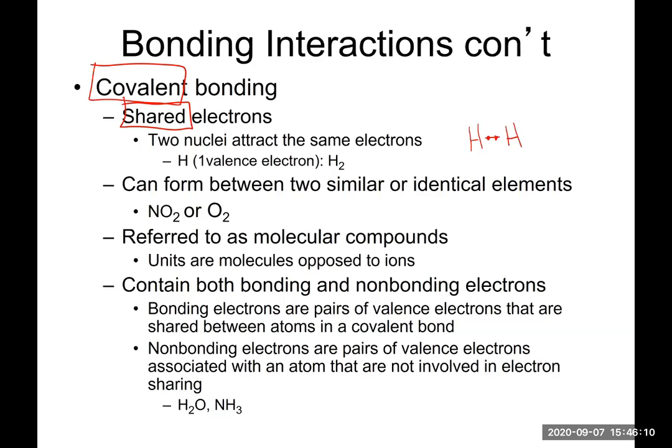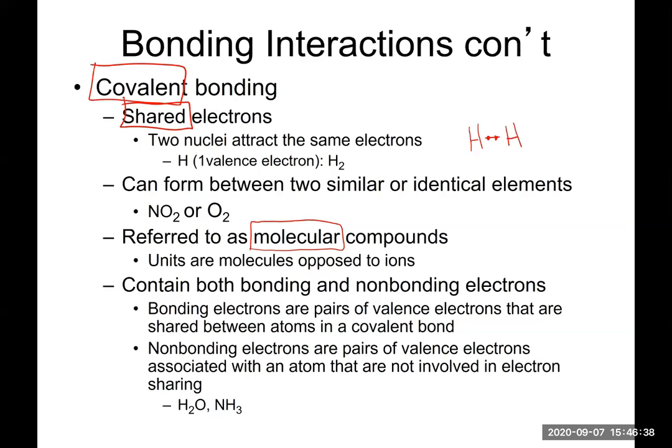Remember, with ionic bonding, we need a metal and a non-metal. Because we need a metal to donate the electrons, we need a non-metal to accept the electrons. Here we can use 2 non-metals because they're sharing electrons. These are referred to as molecular compounds. So we can call them molecules, molecular compounds, or covalent compounds. Those are all interchangeable terms for the same type of compound.